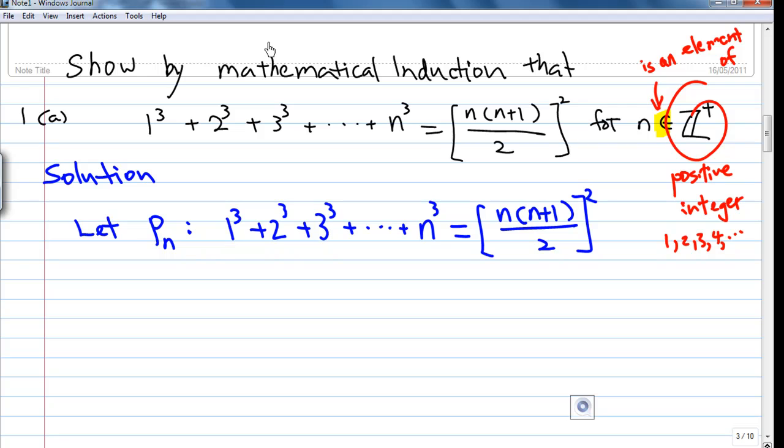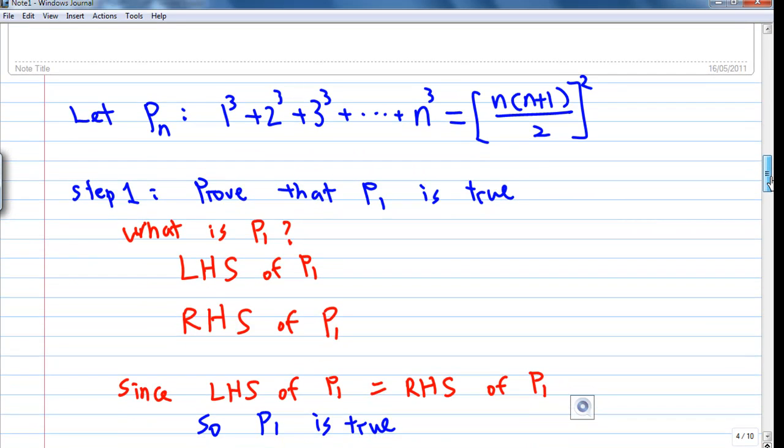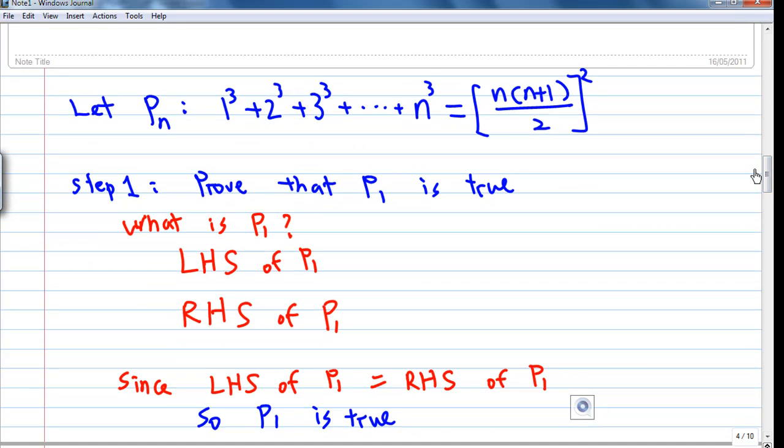The solution will look like this. First, you let Pn be 1 cubed plus 2 cubed plus 3 cubed all the way to n cubed equal to n times n plus 1 over 2, squared. Then, step number 1 is to prove that P1 is true.